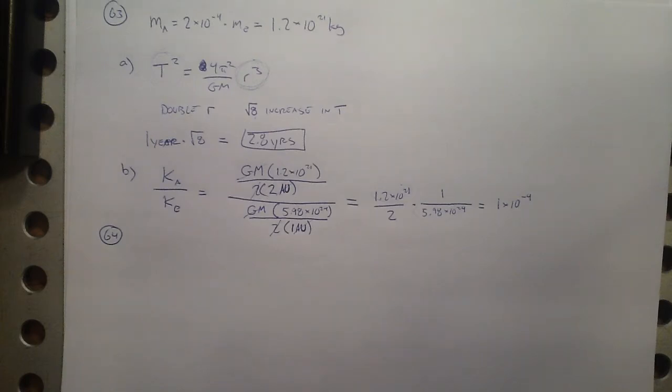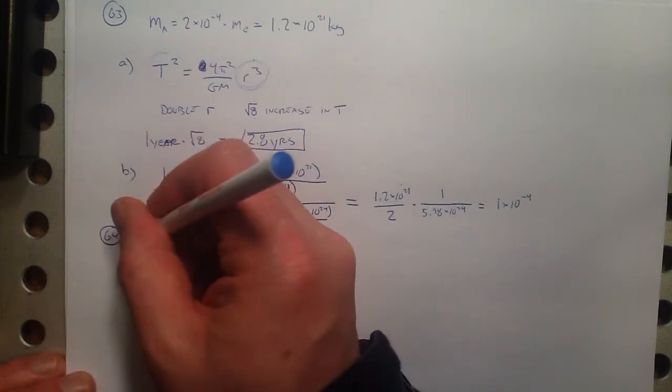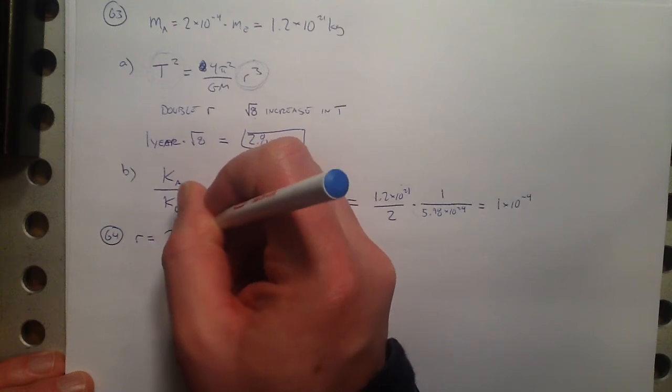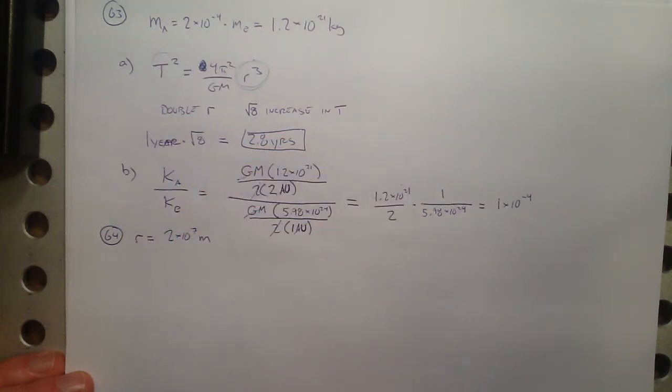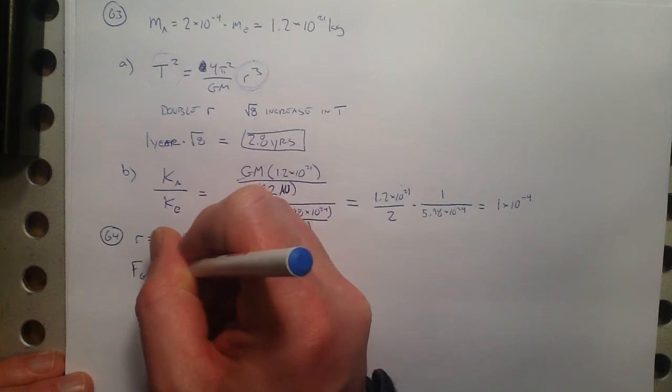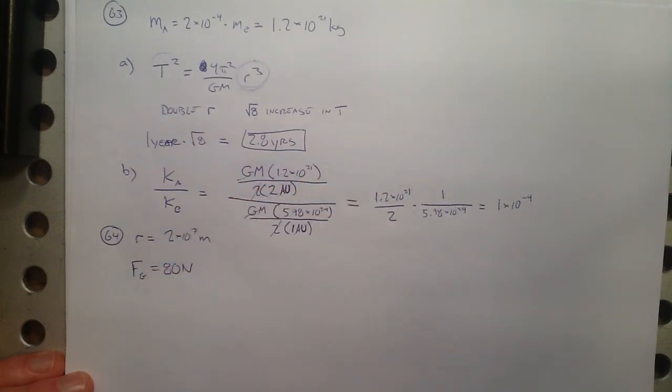64. A satellite orbits a planet of unknown mass in a circle of radius 2 times 10 to the 7th meters. The magnitude of the gravitational force on the satellite from the planet is 80 newtons. What's the kinetic energy of the satellite in this orbit? And what would F be if the orbit radius were increased to 3 times 10 to the 7th?